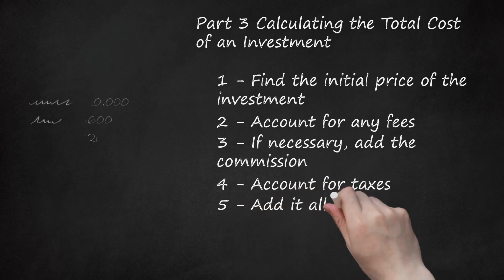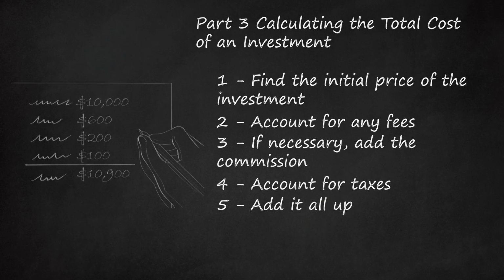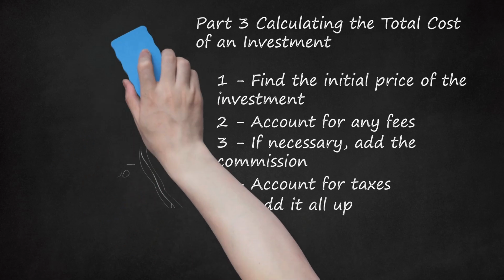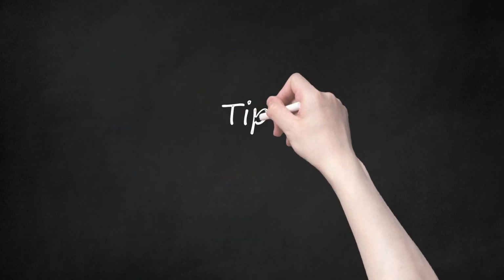5. Add it all up. Once you know your initial investment, any associated fees and commissions, and any expected taxes, you're ready to find its total cost. Simply add each individual cost together. Let's solve our example problem. Initial investment, $10,000. Fees, $600. Commission, $200. Taxes, $100. Total, $10,900.